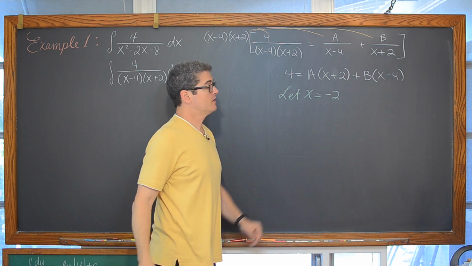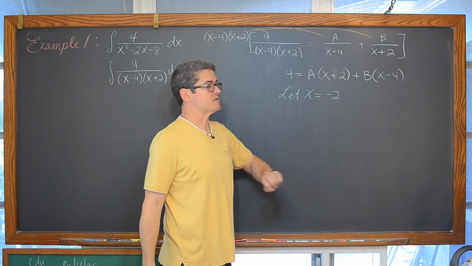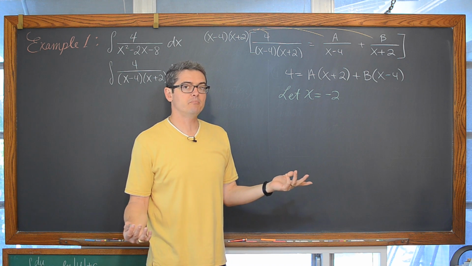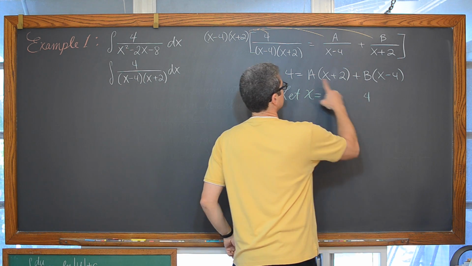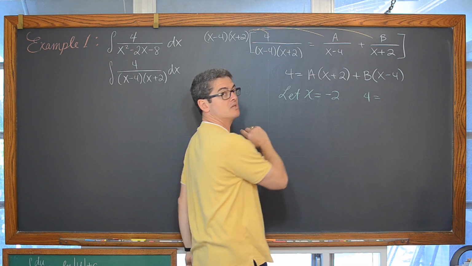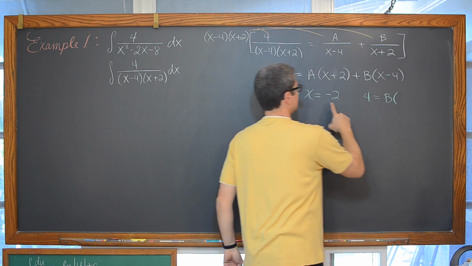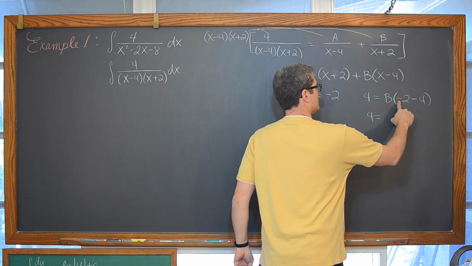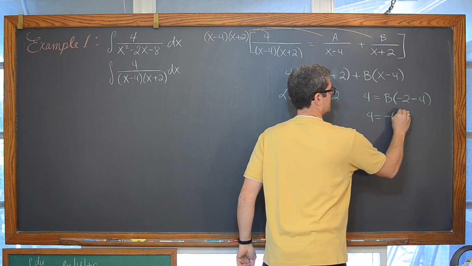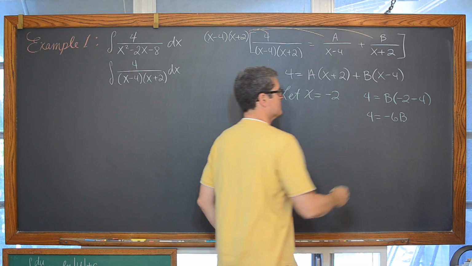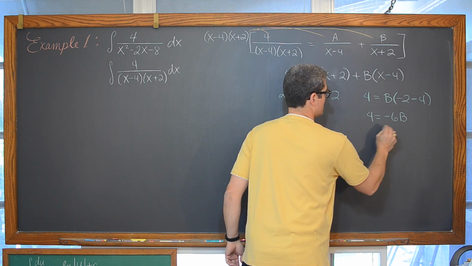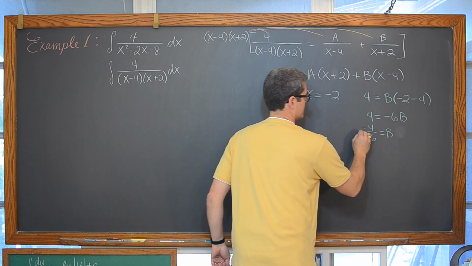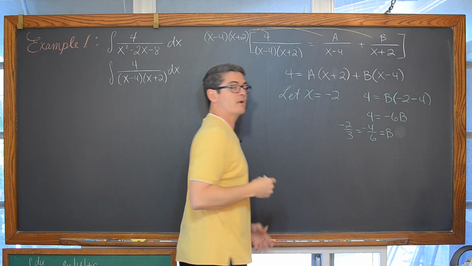x equal -2. If we let x equal -2, this factor is going to be 0. 0 times a is 0. And I'm going to have an equation that's just left with b. So we have 4 is equal to, now I already said this is going to be 0, b times -2 minus 4, that's going to be 4 equals, well, -2 minus 4 is -6. And dividing both sides by -6, we get b is equal to -4/6, which of course reduces down to -2/3. So we have a value of b.